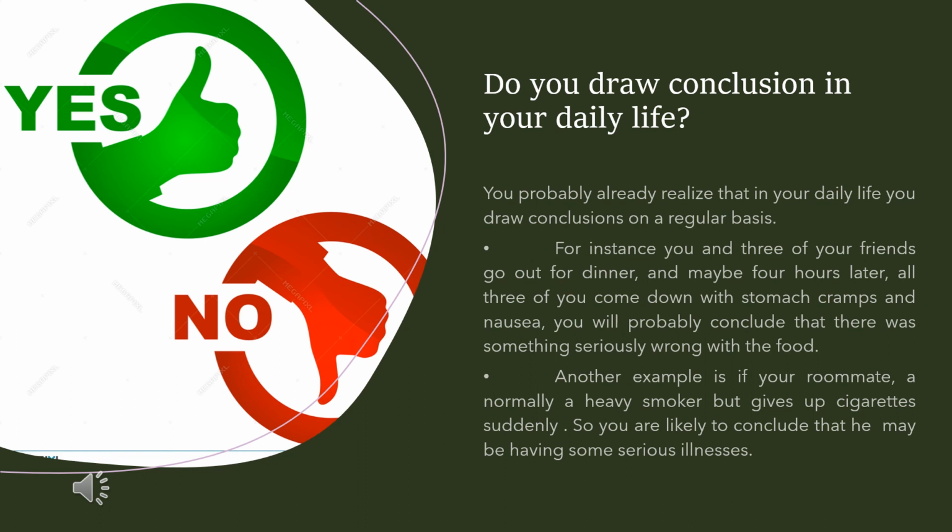Say that you and three of your friends go out for dinner, and maybe 4 hours later, all of you come down with stomach cramps and nausea. So, what is the conclusion that you will make? Yes, you will probably conclude that there was something seriously wrong with the food. Another example is if your roommate, normally a heavy smoker, gives up cigarettes suddenly. So you are likely to conclude that he may be having some serious illnesses.